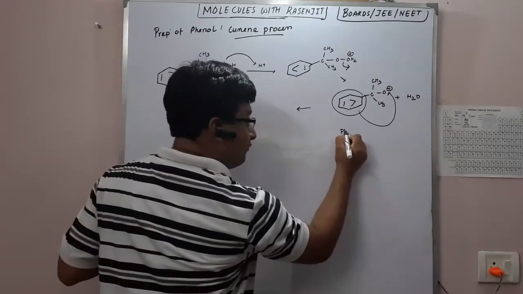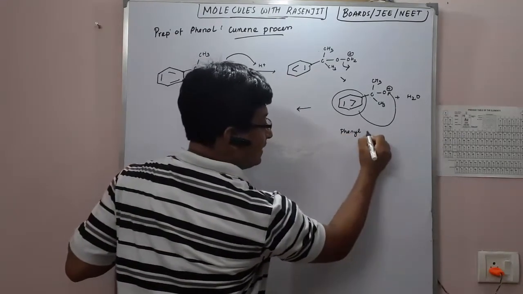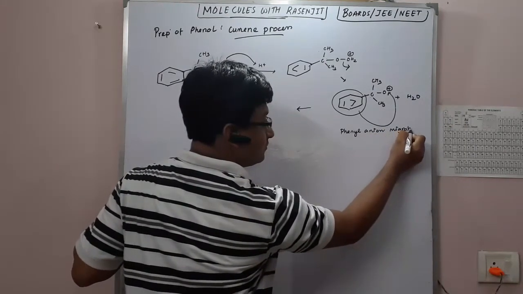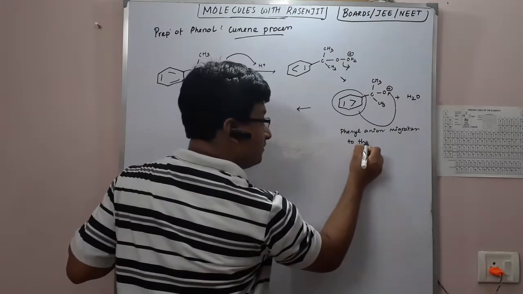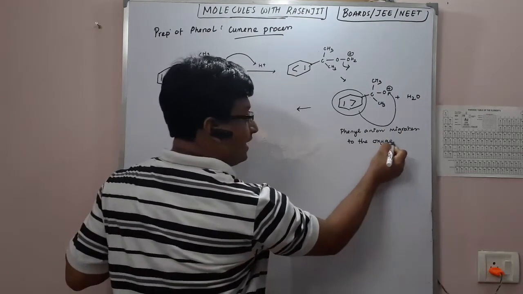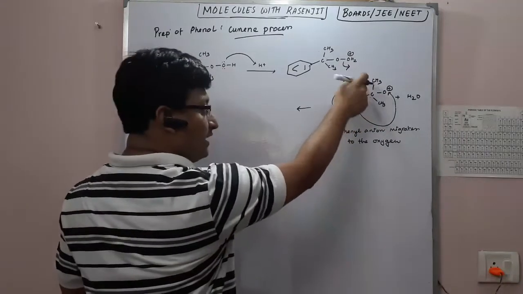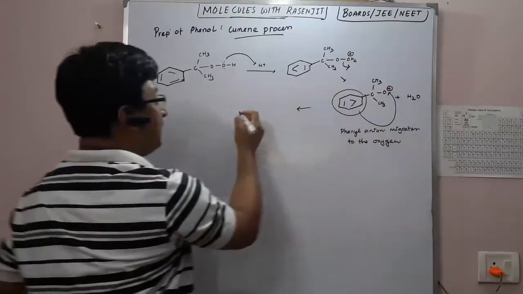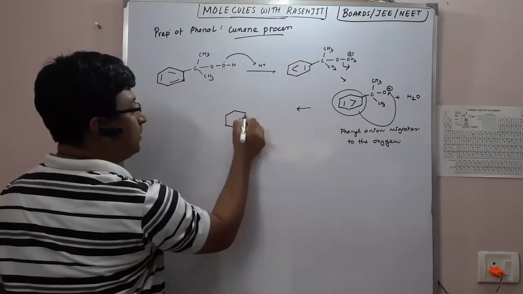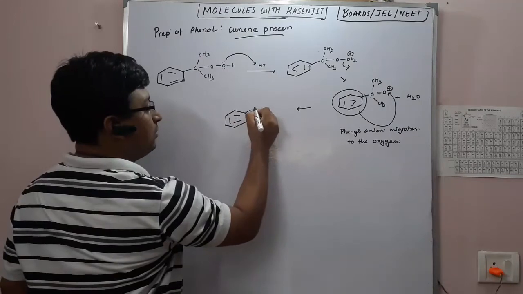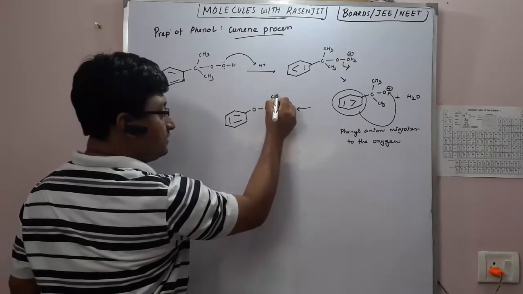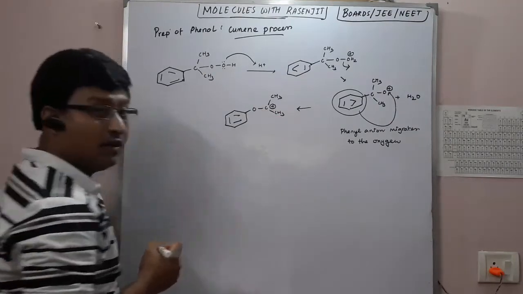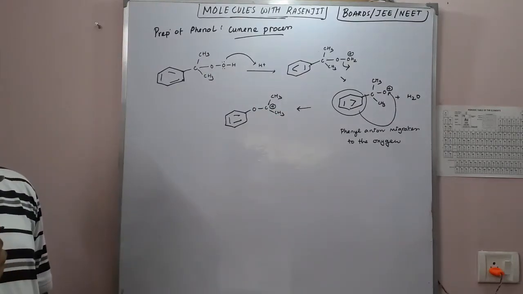The phenyl anion migrates to the oxygen. This is phenyl; if you cut it, this is minus, this is plus. So this will migrate to the oxygen. So what is the product here now? The product is oxygen, C, CH3, CH3 plus. So this is the carbocation.